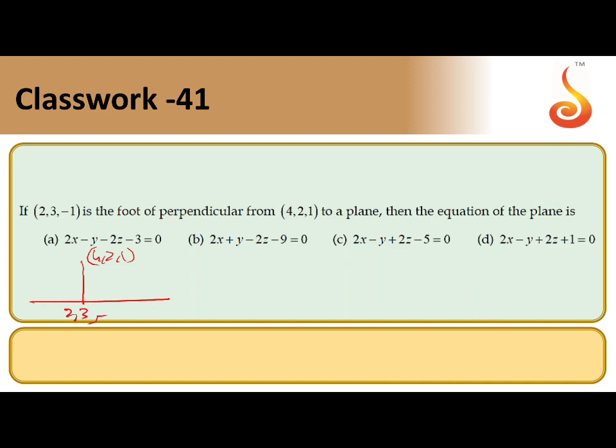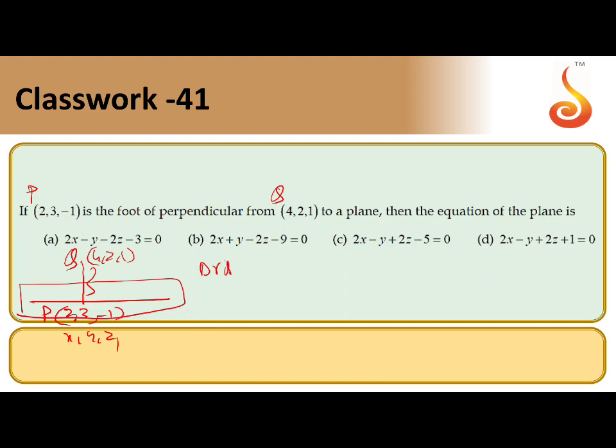Foot of the perpendicular is (2, 3, -1). So a point on the plane is given. We want the plane equation, not the line equation. So we want to find the plane equation. A point and DRs are required here. The foot of the perpendicular we can take as P and the given point as Q. So we want the DRs of PQ.